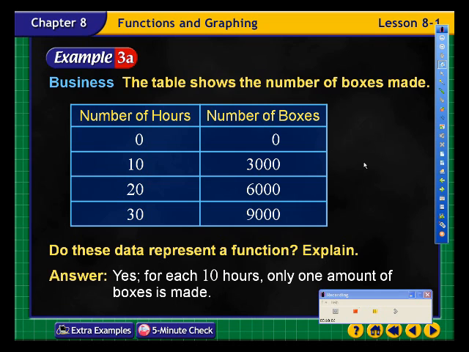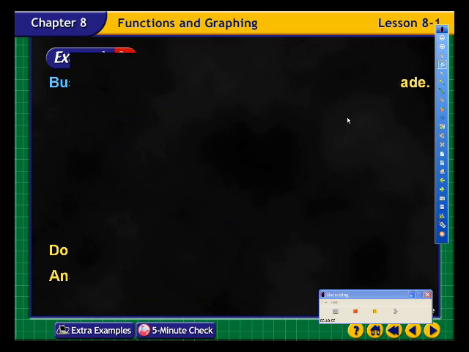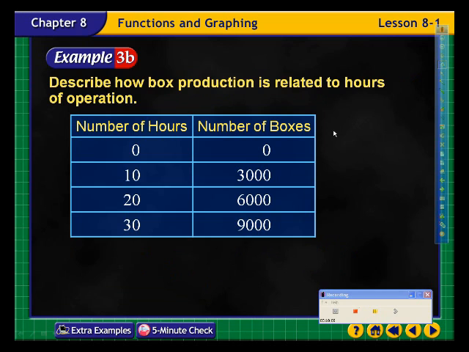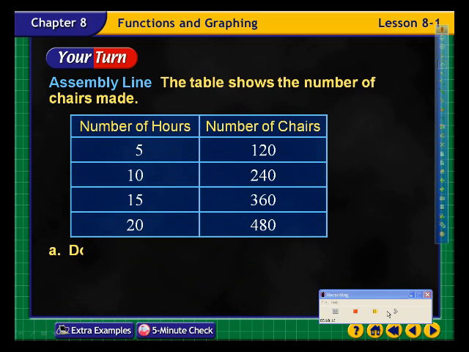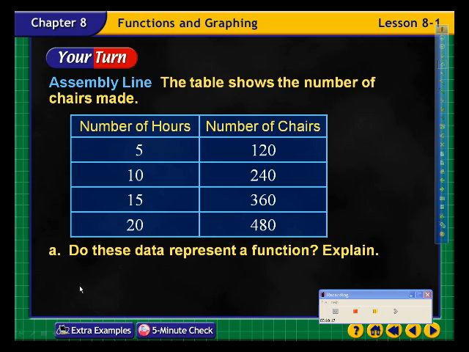Let's look at another one. Okay, here's one more example. You try it out yourself. Pause the video maybe. I'll go ahead and work it though. Again, we've got all different x's, so we don't have to worry about whether or not they are paired with the same y's. So in this case, yes, it still represents a function.